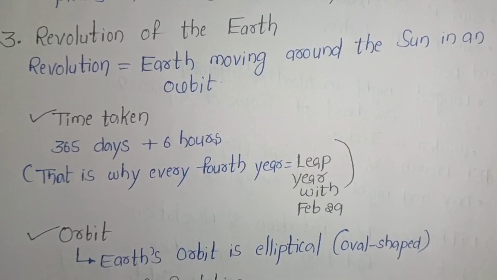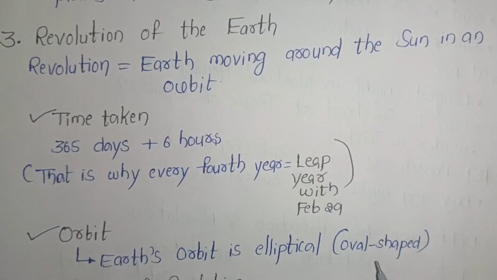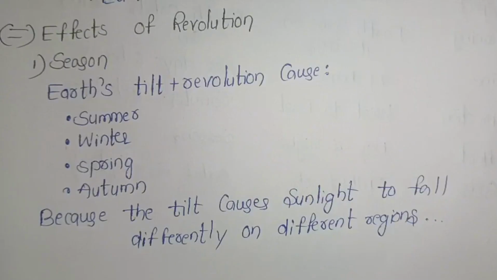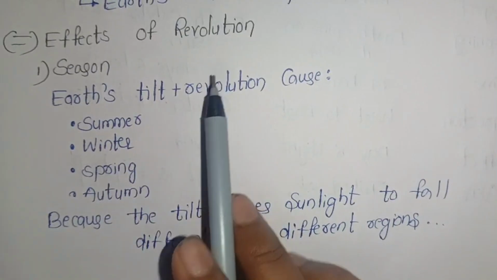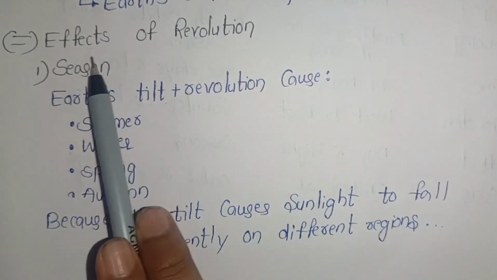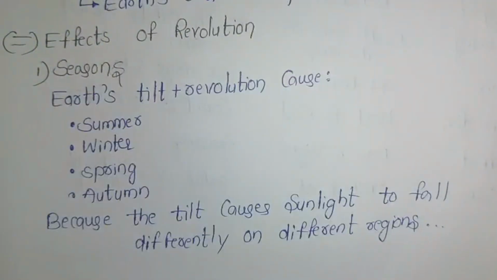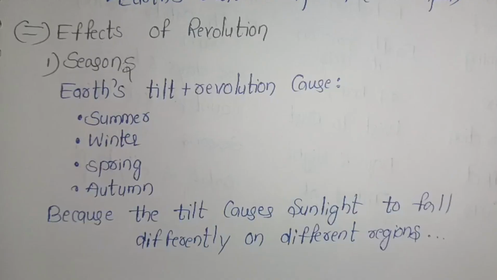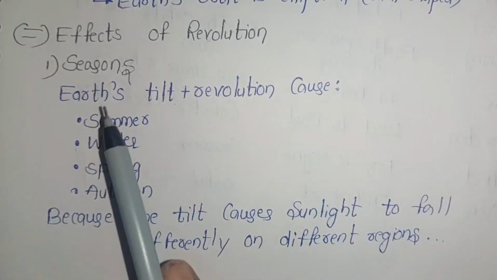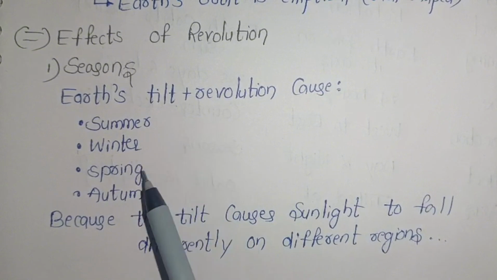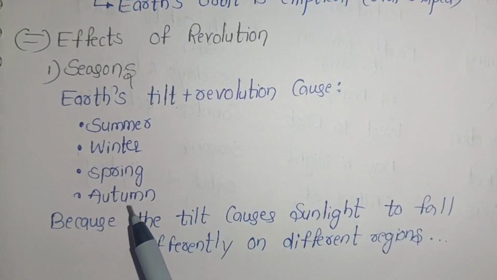Orbit is nothing but Earth's elliptical, oval-shaped path. I hope you understood. Now let's discuss the effects of the revolution. The effect of the revolution is nothing but seasons. Earth's tilt plus revolution causes summer, winter, spring, and autumn.